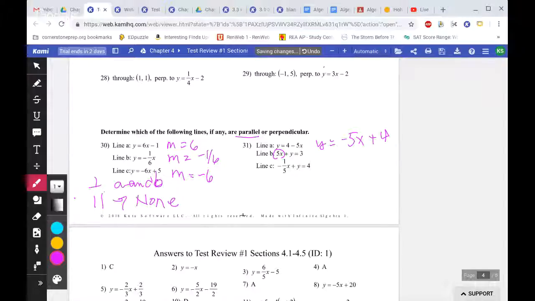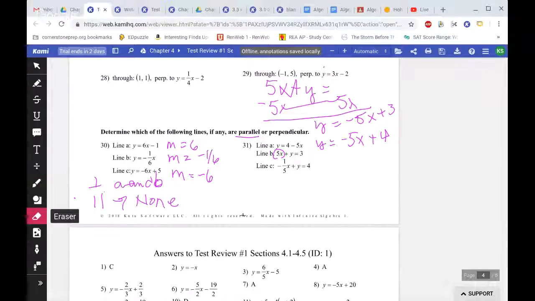So no, B is not in slope intercept form, so I would have to subtract 5x from both sides to get it over. So that would look like this: 5x plus y equals 3. Subtract 5x. Oh my goodness. Y equals negative 5x plus 3, plus 4. Where did I even get 3?